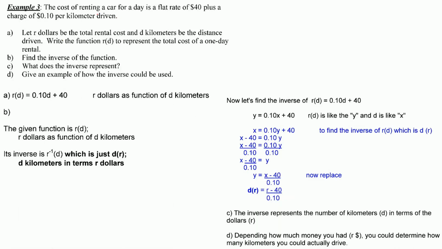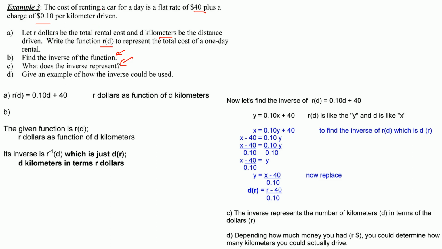The cost of renting a car for a day is a flat rate $40 plus a charge of this much per kilometer driven. Let R dollars be the total rental cost and D kilometers be the distance driven. Write the function R(D) to represent the total cost of a one-day rental. Find the inverse of the function, what does the inverse represent, and give an example of how the inverse could be used.